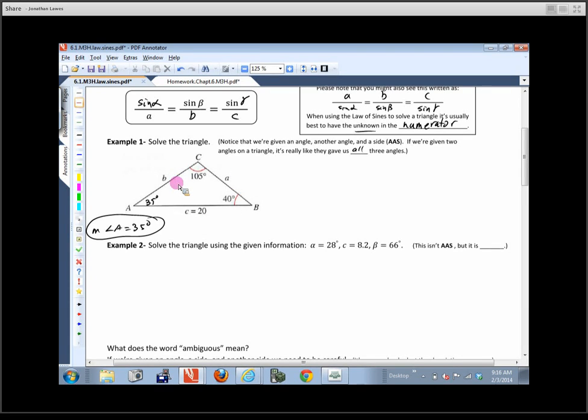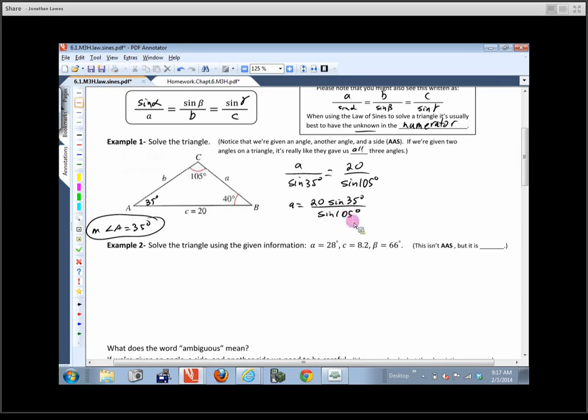So here's what I'm going to do. I'm going to say I don't know A, but I do know that the sine of A, which is 35 degrees, that's just a number, has got to be proportional to, if this is the side over the angle that created it, this side of 20 over the angle that created it, sine of 105. And then all I need to do is throw this into a calculator, make sure I'm in degree mode, and I'm all set. So this would be A equals, I'm going to multiply both sides by the sine of 35, so this is going to be 20 sine 35 over sine of 105.